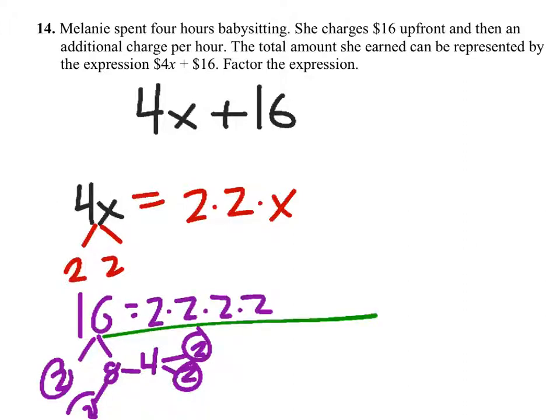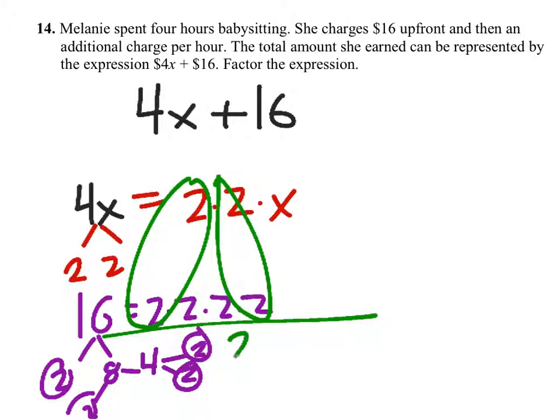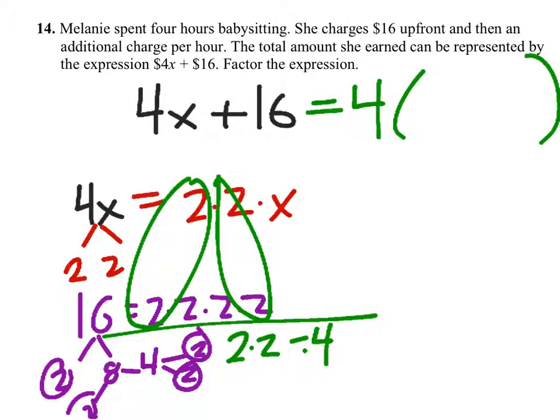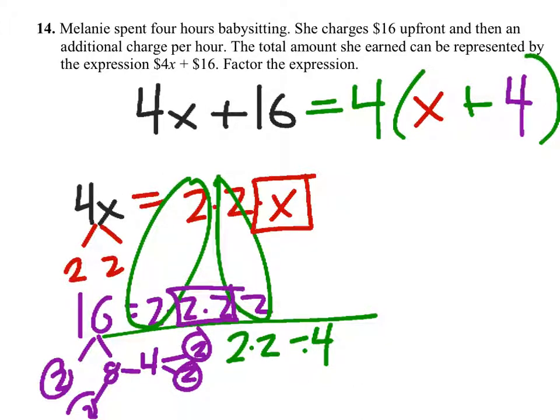And our greatest common factor, bam, we got this pair of 2s and this pair of 2s. So that would be 2 times 2, which is 4. So this ends up being 4 times some garbage up in here. And what do we have left over from the 4x? Bam, I got an x. What do we have left over from the 16? 2 times 2, which is 4. Bam. Nailed it. 4 times the parentheses x plus 4.